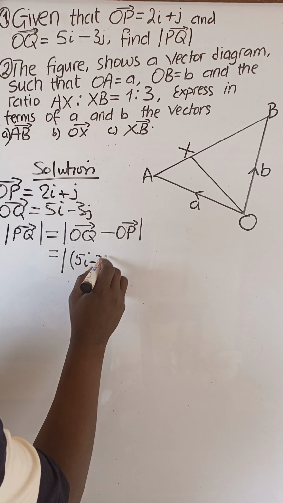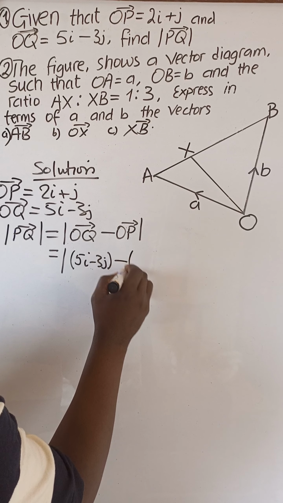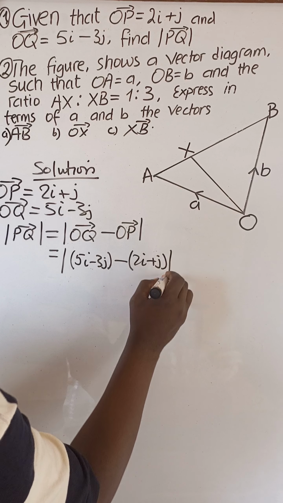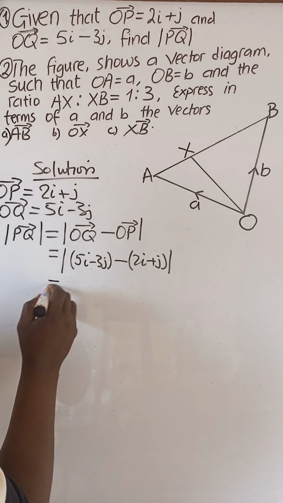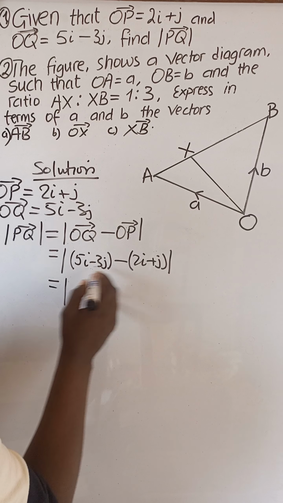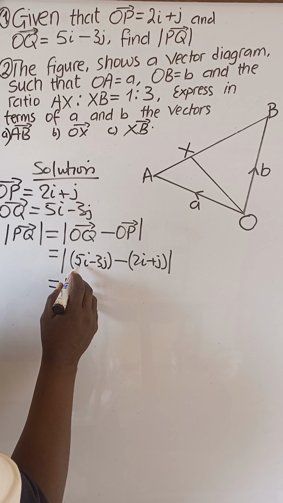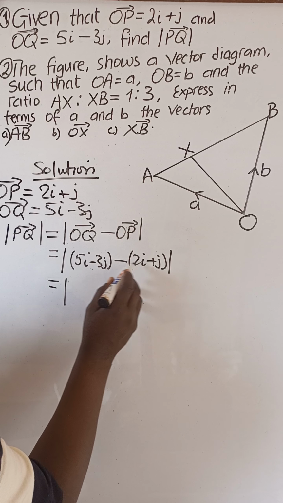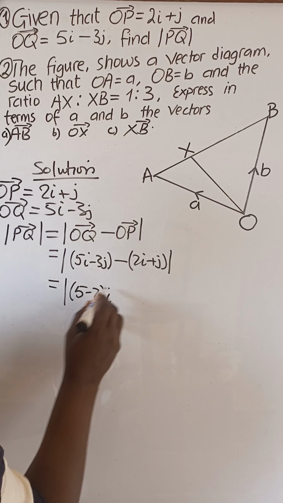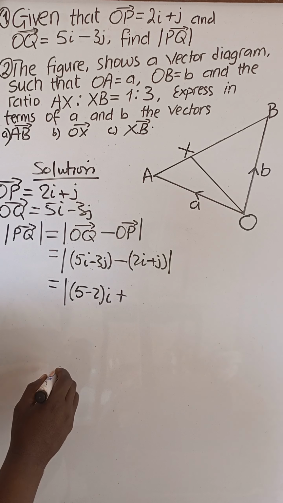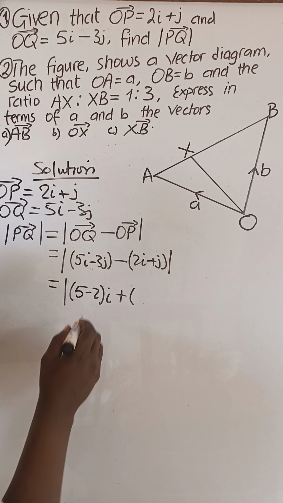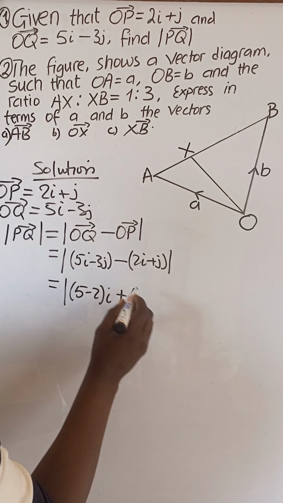That is, OQ, 5i minus 3j, minus OP, 2i plus j, that magnitude. When we're subtracting a vector from another vector, the i component goes with the i component. So we say 5i minus 2i, so we just write that as 5 minus 2, and then i is outside. Plus, and then we do the same subtraction with the j component. The j component here is negative 3.